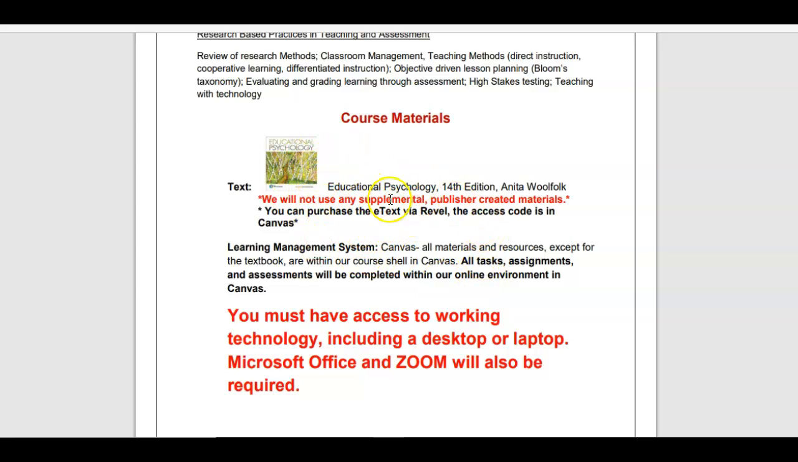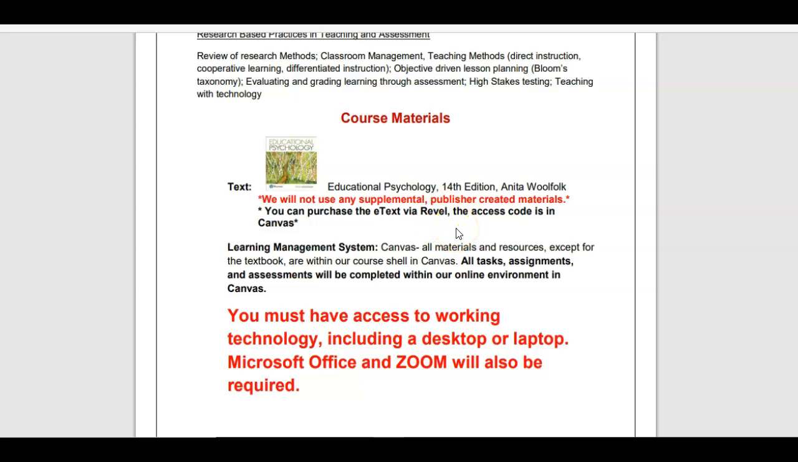I use Anita Woolfolk, Educational Psychology. The thing that I want to stress is that we're not going to use any of those supplemental publisher created materials. So we're not using Revel, which is their learning format for Pearson. We're not going to be using Revel's tests or quizzes or PowerPoint slides or anything like that. I create all my own stuff. But you might want to buy the e-text via Revel, depending on how you want to get it.